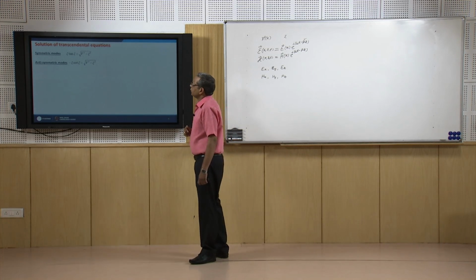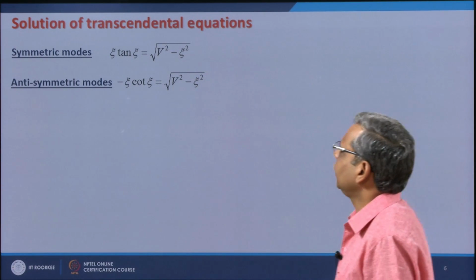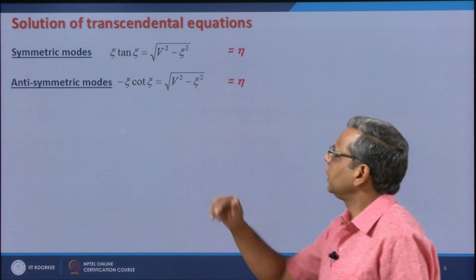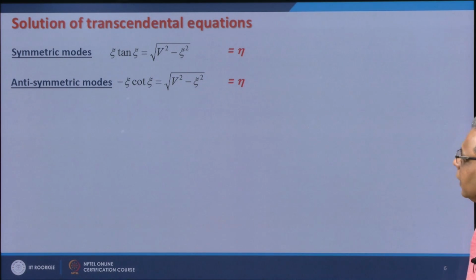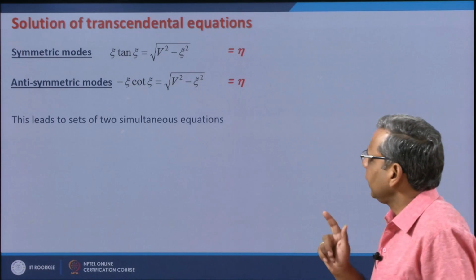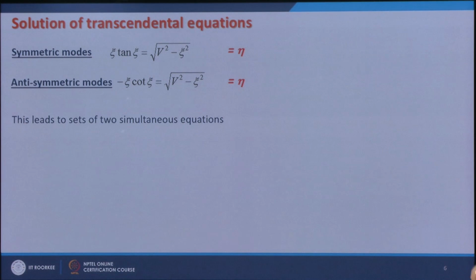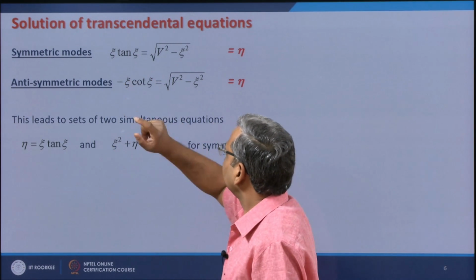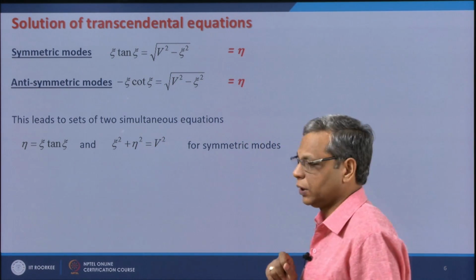So, let us solve it. I have again symmetric modes and anti-symmetric modes. In order to solve these two equations, I equate both the LHS and RHS of these equations to some variable eta. In this way I have a set of two simultaneous equations for symmetric modes as well as for anti-symmetric modes. Eta is equal to xi tan xi from here, and if I equate this to eta, it gives me xi square plus eta square is equal to v square.